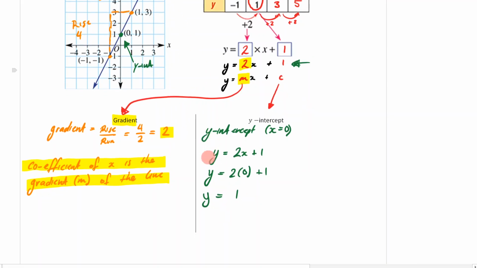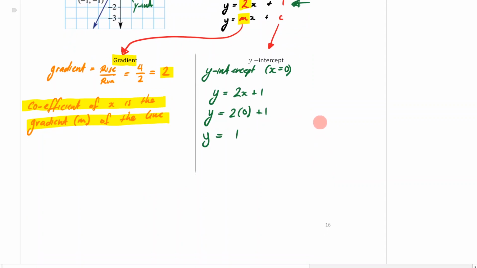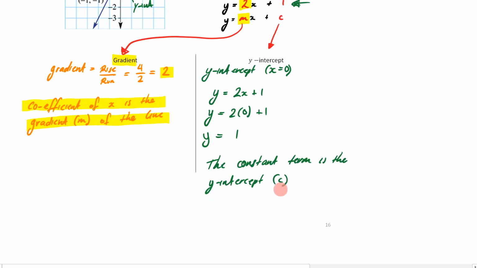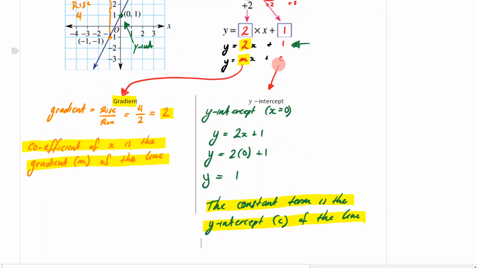So let's write this in a nice little line here, like we did to the left. We're going to say the constant term is the y-intercept. And that is the pronumeral c. And we'll go right of the line. So there it is right there. The constant term is the y-intercept, c of the line. So the constant term, which is c, is the y-intercept. Pretty cool stuff right there.